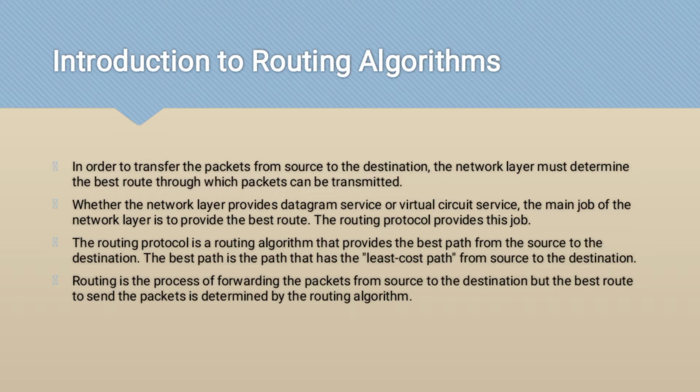A routing protocol is a routing algorithm that provides the best path from source to destination. The best path is the path that has the least cost from the source to the destination. Routing is the process of forwarding packets from one source to a destination, but the best route to send the packet is determined by the routing algorithm.